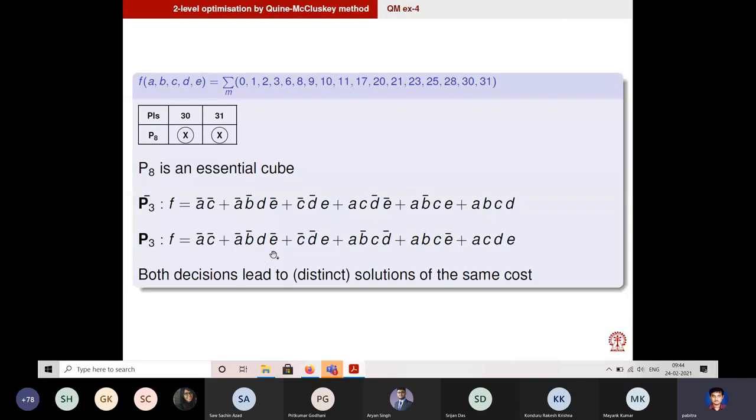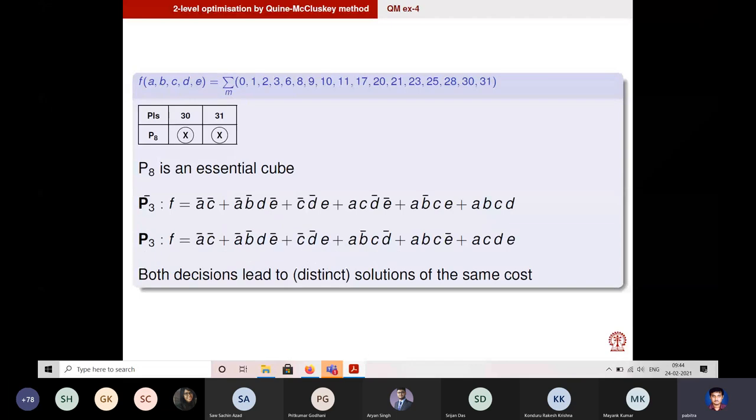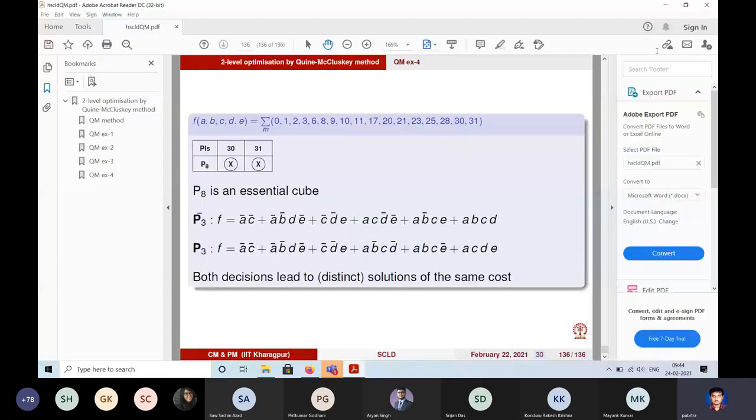So there are distinct solutions you can get by this minimization process, depending on what reduction you do first. And all these are minimal. Both of these are minimal. Both have the same cost. Cost is number of literals, total number of literals. Okay, so let me quickly explain one more thing.